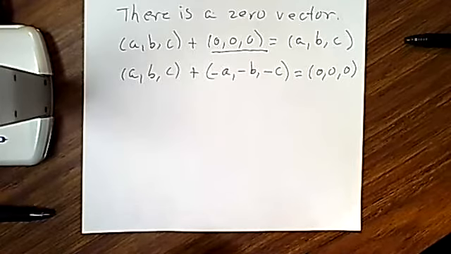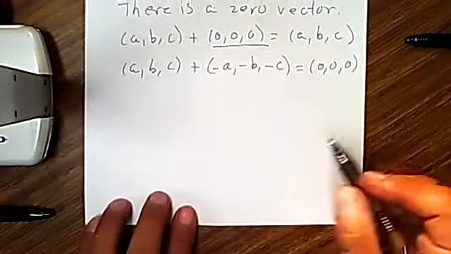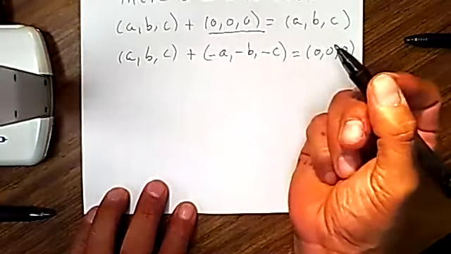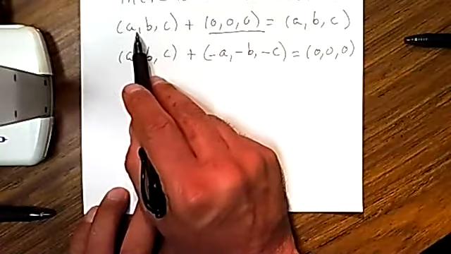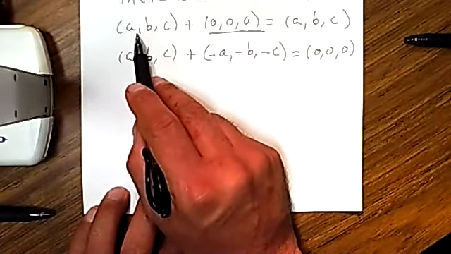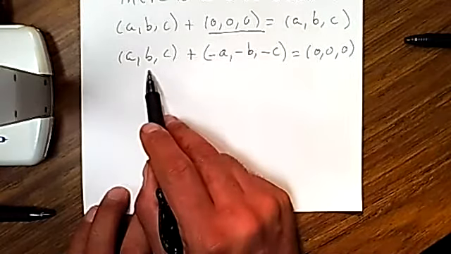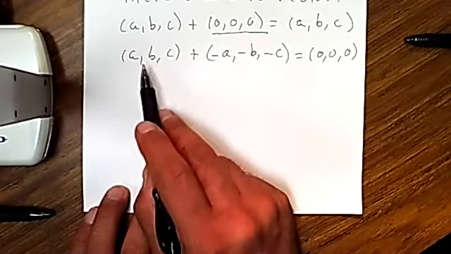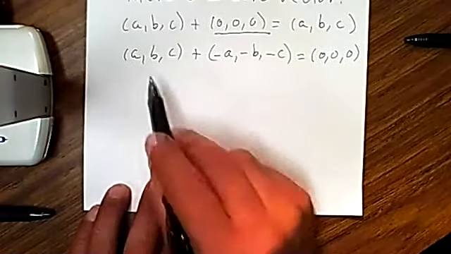There's other properties, distributive properties. So the one here, the number 3 property, is the existence of 0. This property talks about the existence of an opposite for every element, for every vector.